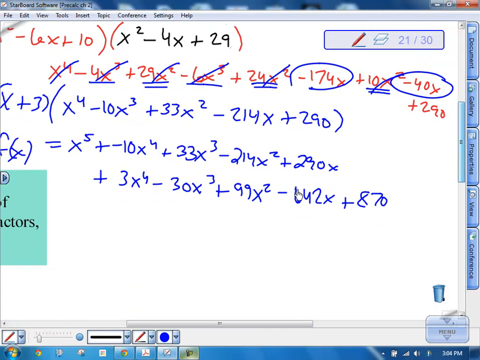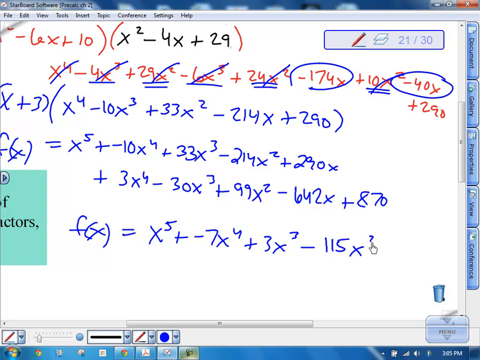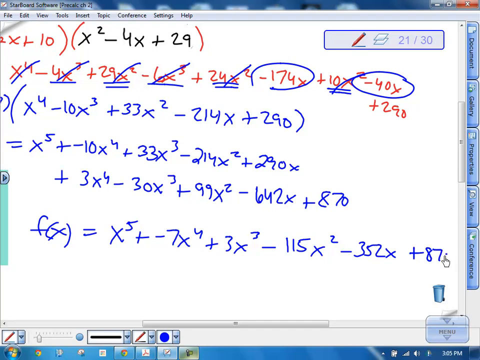So I am going to have to add these together, and that gives me a final answer of x to the 5th plus negative 7x to the 4th plus 3x cubed minus 115x squared minus 352x plus 870. I realize that is an absurd amount of work to do for a fifth degree polynomial.